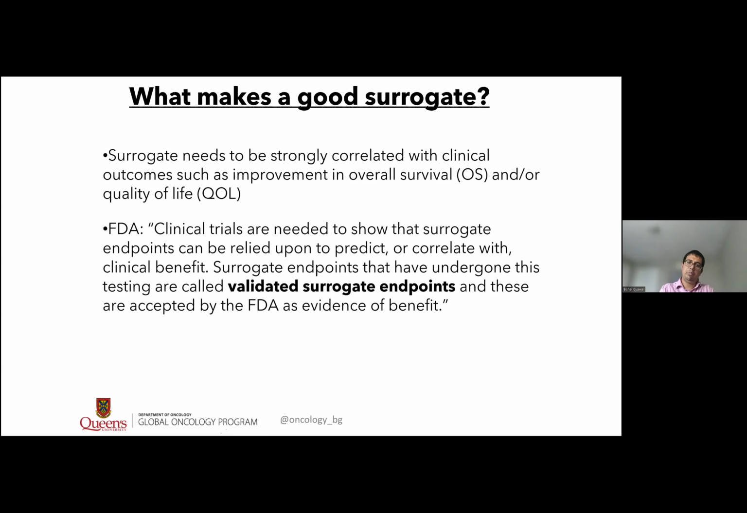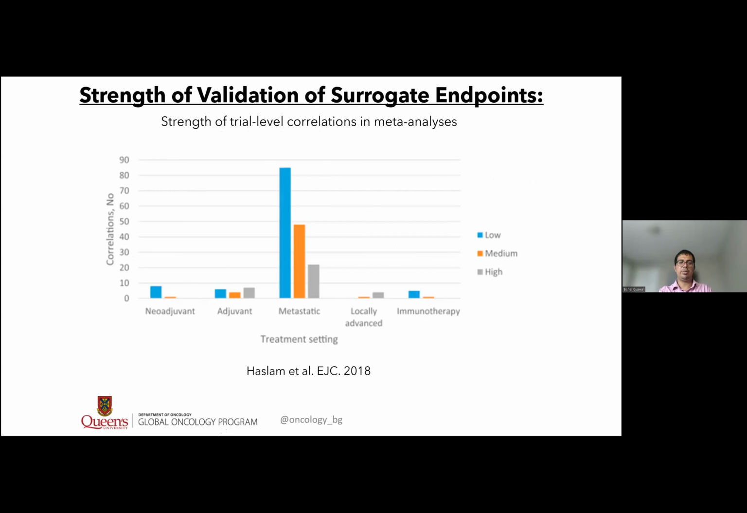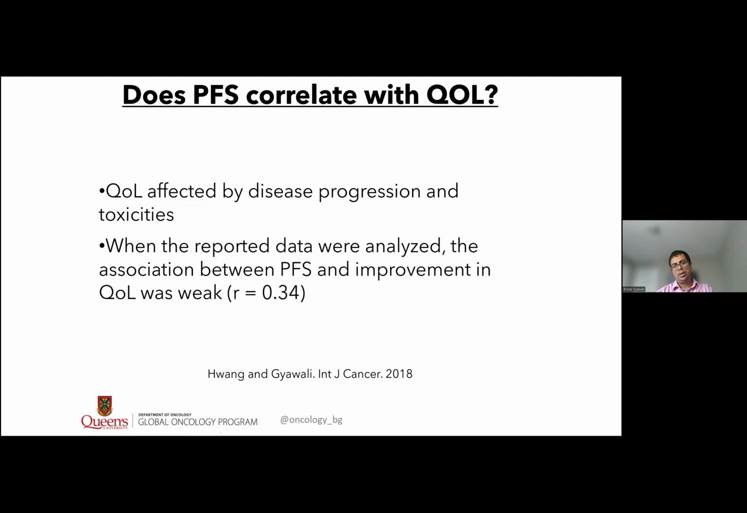But the problem is that in 90% of the situations, the surrogate endpoints that we have are not validated. They are poor surrogate endpoints, especially in the metastatic setting. Most of the surrogate endpoints that we are using have very low correlation with overall survival, and the same is true in other situations as well. There are very few instances where you can confidently say that this is a validated surrogate endpoint. That is for overall survival.